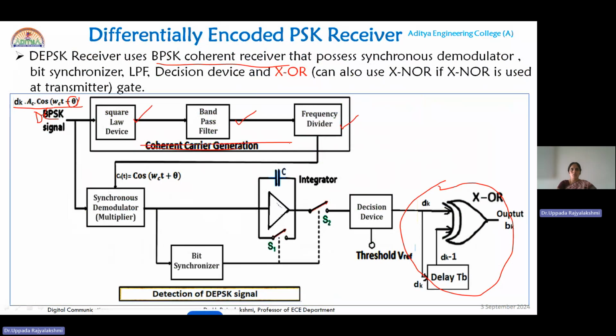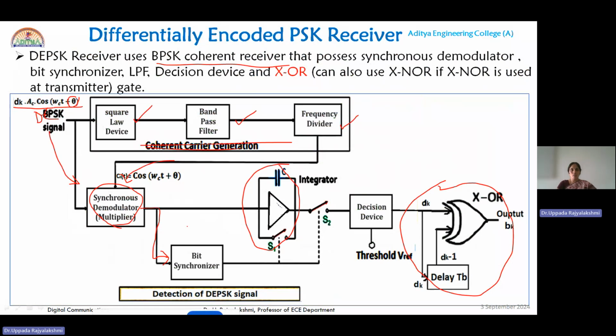Now by using these 3 blocks, we have generated the coherent carrier, and here you are using a multiplier which takes the product of DEPSK and coherent carrier. The product is applied to the integrator, and along with that, the multiplier output is applied to the bit synchronizer for timing synchronization. And here you are using 2 switches. This procedure is same as BPSK. If you have any doubts, you can go through that lecture.